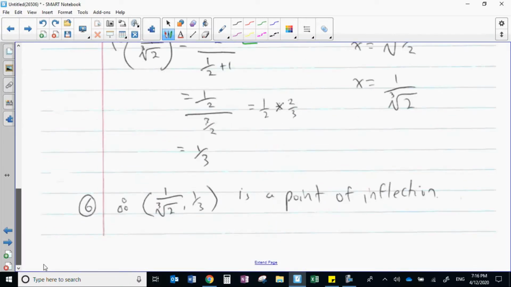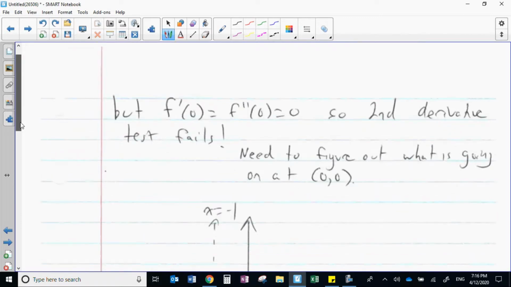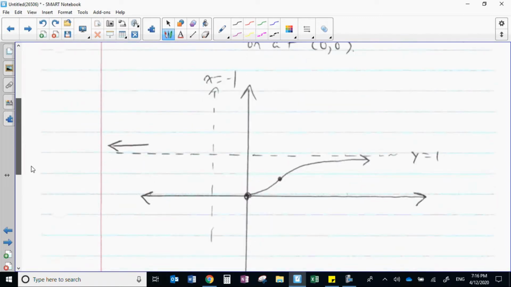However, I don't have the same problem with this point here. This point must be an inflection point since the first derivative wasn't 0. Okay, so for the graph, I haven't completed this graph yet. Instead, I said, okay, how do we do this? Well, let's do a few things.